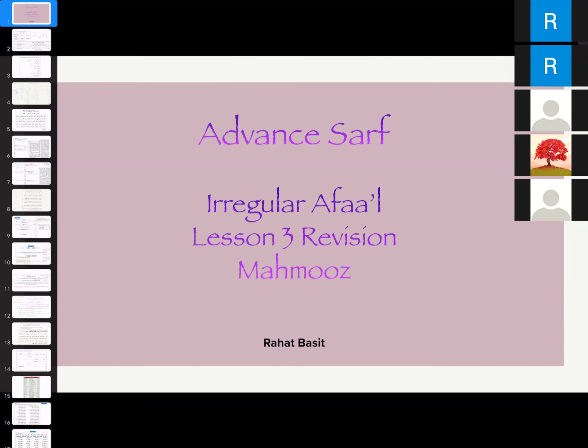Very good. So we were talking about Mahmooz only. We started with Mahmooz: Mahmoozul Fa, Mahmoozul Ain, and Mahmoozul Lam. These are the different categories in Mahmooz. Okay, so what do we notice in Mahmooz? What kind of irregularity are we going to see? What is the problem in Mahmooz basically?